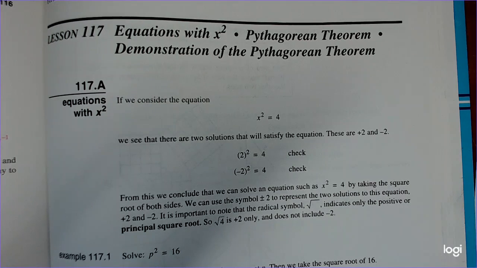Pre-algebra lesson 117: equations with x squared, the Pythagorean theorem, and then a demonstration of the Pythagorean theorem. I'm not actually going to do the demonstration in this video because it is very long and complex, but it is something you should read over on your own time.